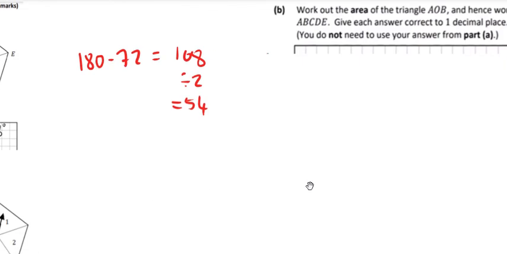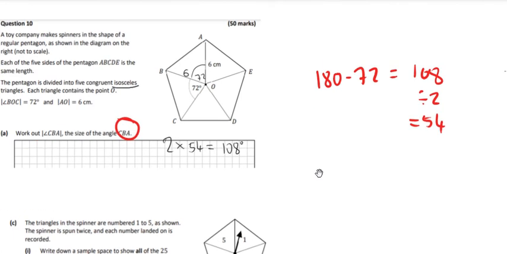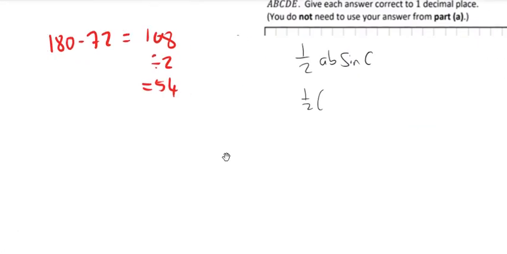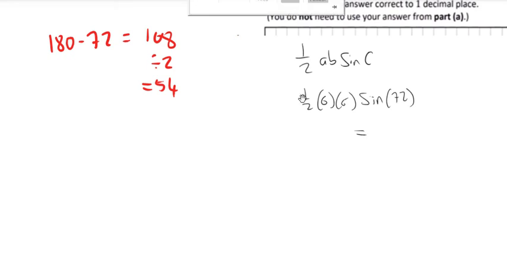We can use the formula a half AB sine C. So a half, and then A and B have to be the sides at both sides of the angle, which in here is 6. So A and B are both going to be 6, and then sine C just means the angle, so it's going to be 72. Use the calculator and you should get 17.1 centimeters squared. So that's the area of the triangle.